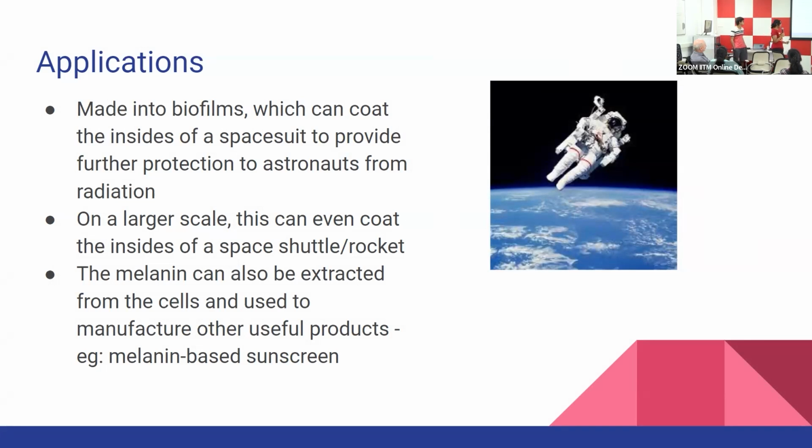So another thing we thought we could do is extract melanin from the cells and use it to manufacture various other products. For example, a melanin-based sunscreen, which would be way more effective than the regular sunscreens used. Some challenges.